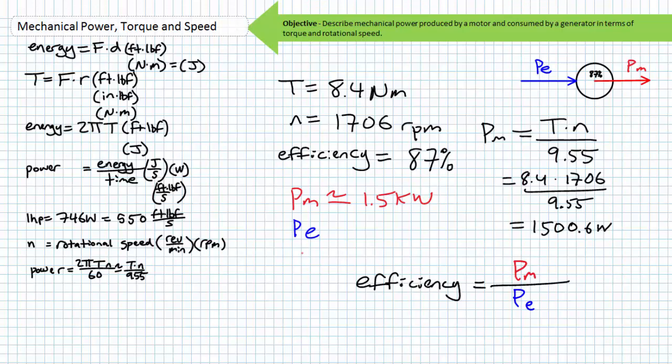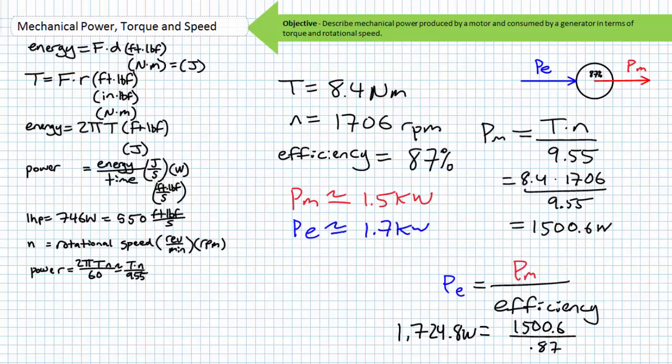Given our previous understanding of efficiency being the ratio of usable output compared to input, we must necessarily supply more input if we are to receive this output. A rearrangement of the efficiency equation suggests our electrical power input equals our mechanical power output divided by efficiency. Substituting in the necessary numbers, we find this motor must consume slightly more than 1.7 kilowatts of electrical power for it to deliver approximately 1.5 kilowatts of mechanical power.